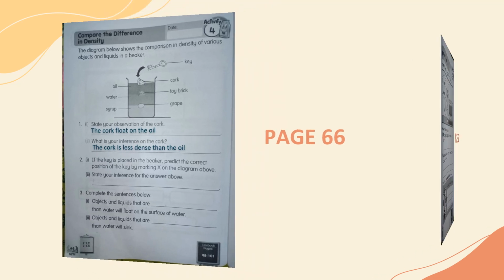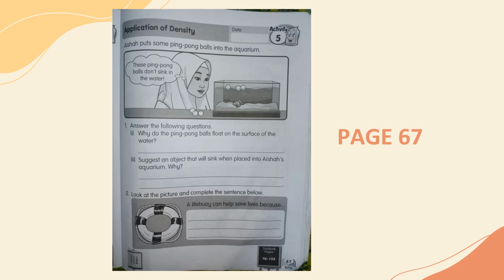Then turn to page 66. Aisha puts some ping pong balls into the aquarium. These ping pong balls don't sink in the water. Answer the following questions. Why do the ping pong balls float on the surface of the water? Why, class? Because the ping pong balls are less dense than the water. Suggest an object that will sink when placed into Aisha's aquarium. Then tell why. Let me give you an example. The object is marble, because the marble is more dense than the water.